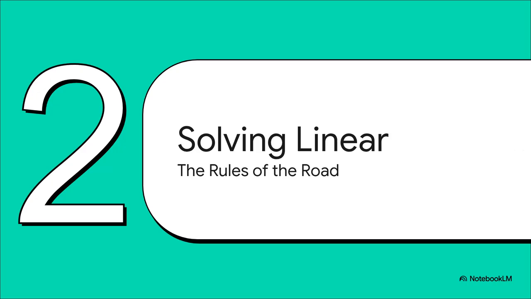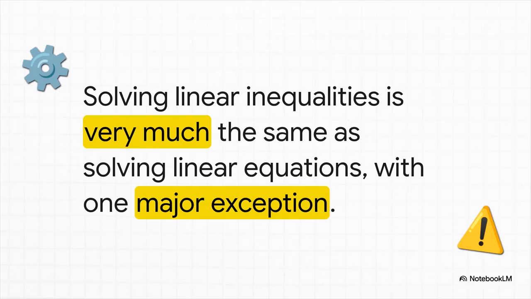All right, now that we know the symbols, let's actually get to solving. And here's the good news. If you can solve a basic equation, you are 90% of the way there. The steps are almost exactly the same. But there is one crucial, game-changing little twist. I'm serious. You can add, subtract, multiply, and divide to get that variable all by itself, just like you always have. But there is one specific situation where everything changes. If you get this one rule, you've pretty much mastered inequalities.